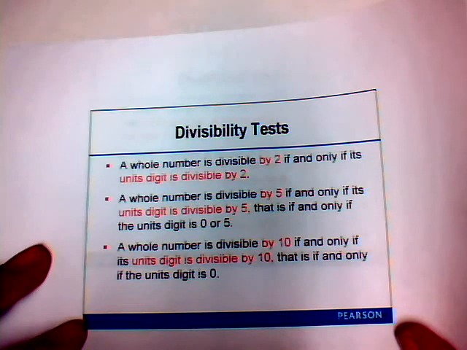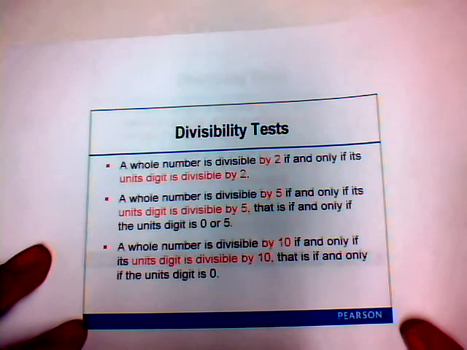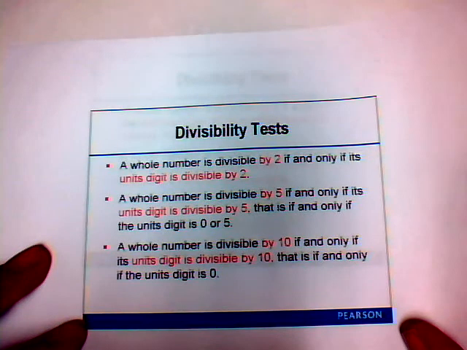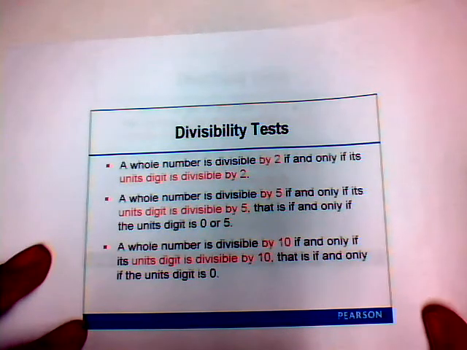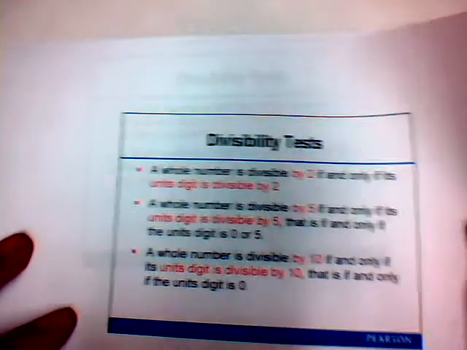And then a whole number is divisible by 10 if and only if its units digit is divisible by 10. That means the last digit must be a 0. That's the only way a whole number will be divisible by 10. The last digit must be 0.